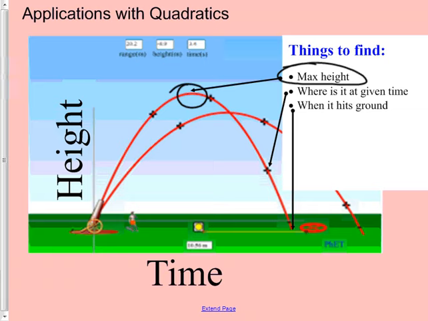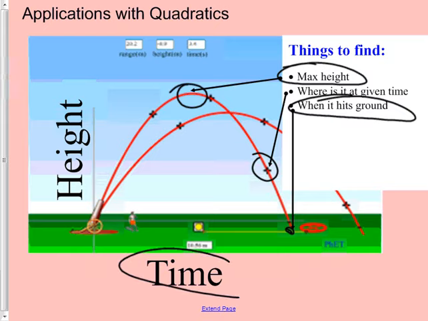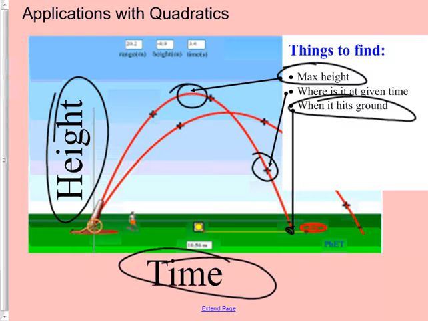All right, where is it at a given time? That's like, okay, the ball's been in the air a total of 4 seconds before it hits the ground. Where was it at like 3 seconds? Well, it's like somewhere in here. And the last kind of question they can ask is when it actually hits the ground. When does it hit the ground? Notice it's not where does it hit the ground, it's when. This is time down here, and this is height. All right, so those are the 3 major kinds of questions that they can ask you.